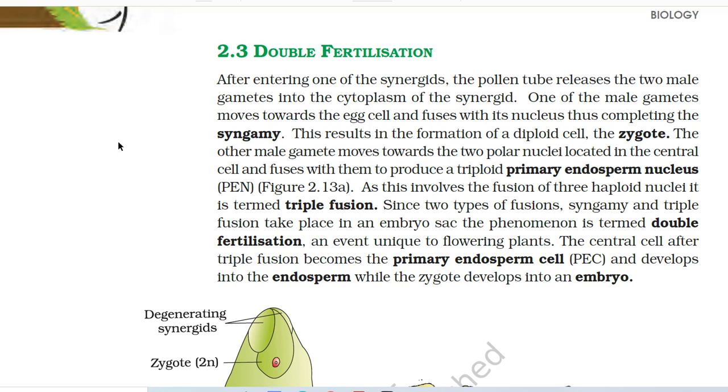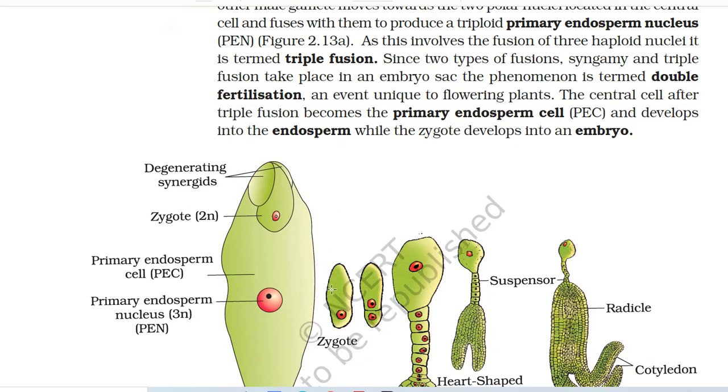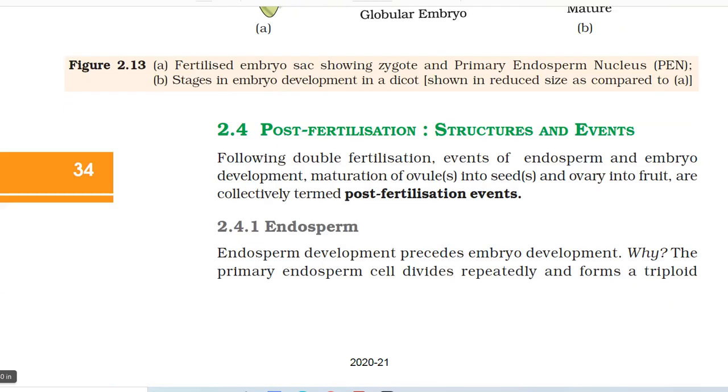Since two types of fusion, syngamy and triple fusion, take place in an embryo sac, the phenomenon is termed double fertilization, an event unique to flowering plants. The central cell after triple fusion becomes the primary endosperm cell and develops into the endosperm, while the zygote develops into an embryo. 2.4 Post-fertilization structures and events. Following double fertilization, events of endosperm and embryo development, maturation of ovules into seeds and ovary into fruit are collectively termed post-fertilization events. 2.4.1 Endosperm.